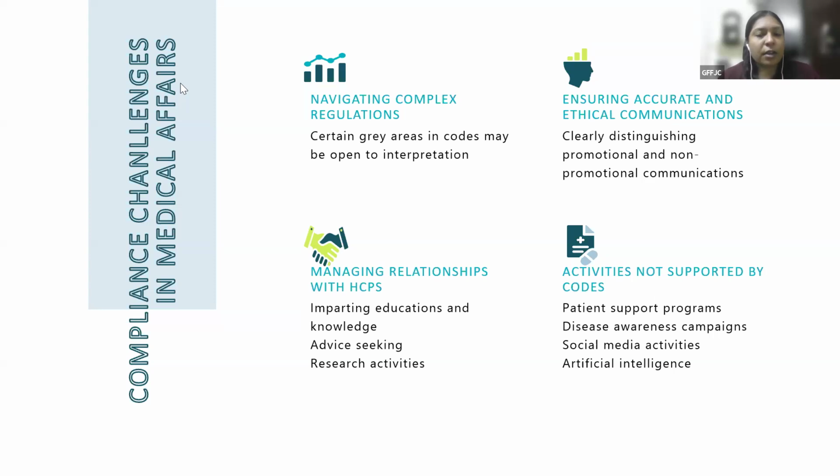And the last one is really that a lot of activities are not supported by codes, right? And these are things that you really need to define locally in your organization and come up with regulations or some sort of guidance on how in your company you want to run it. So some of these are patient support programs, disease awareness campaigns, social media activities, and more recently, artificial intelligence as well.